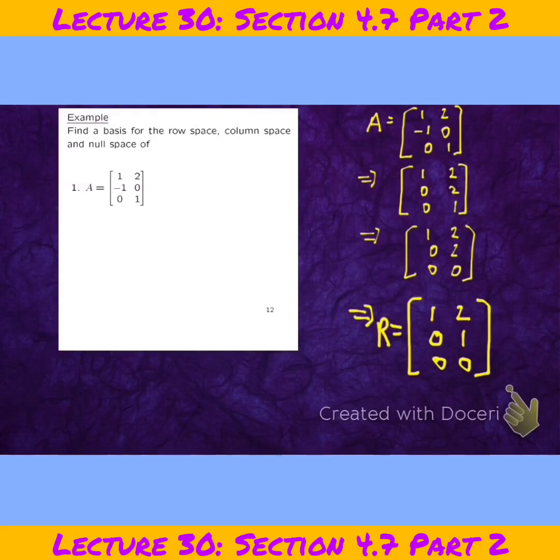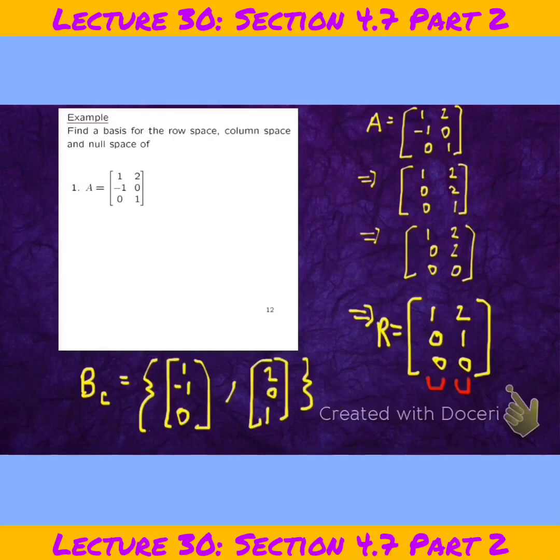So now the basis for the row space, B_R, is going to be the vector 1, 2, 0, 1. For the basis for the column space, we look at the columns with the leading ones. That column has got a leading 1, and that column has got a leading 1. And then we go back to my original matrix and look at the columns with the leading ones. So there's my basis for my column space.